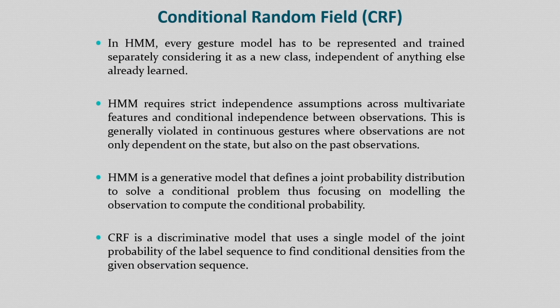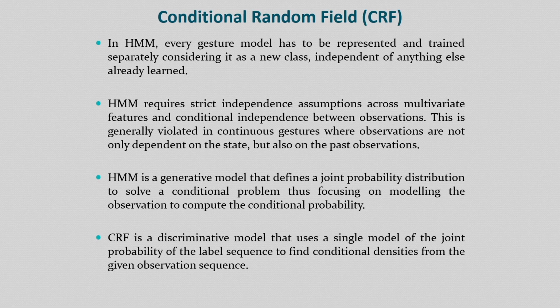So in case of the hidden Markov model, what are the main problems? We must know all the possible states in advance. That means we must know the possible state connections in advance. So for all the gestures we have to consider this. That means we should know all the possible states in advance, and also we should know the possible state connections in advance.